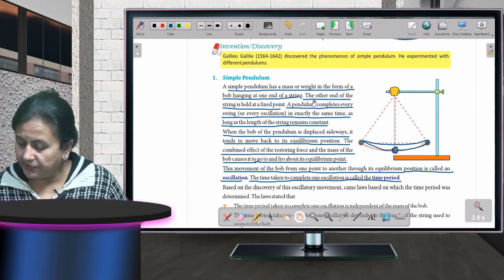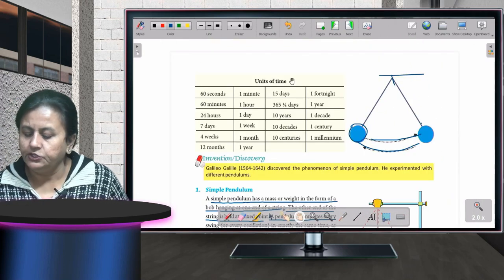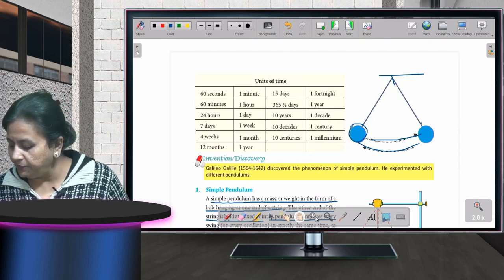Now, please, you can see on your screens here also, units of time. You can see this table is very beautifully explained.